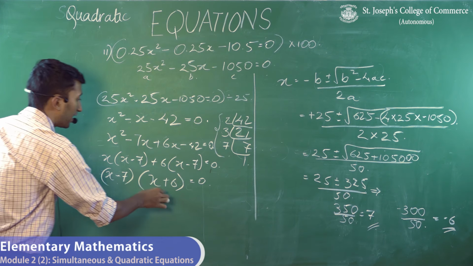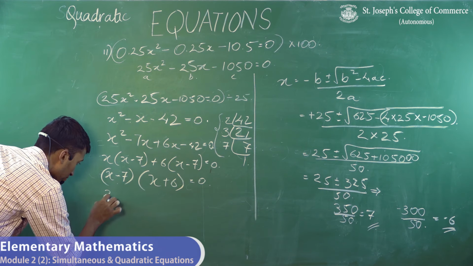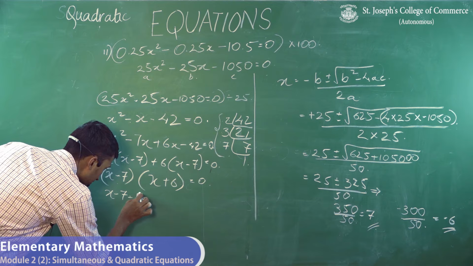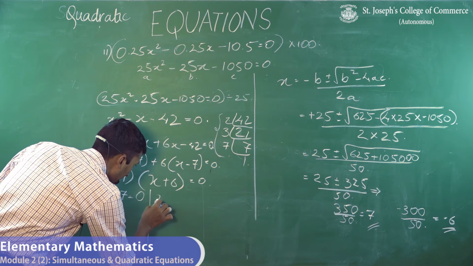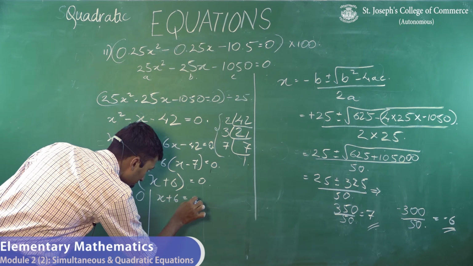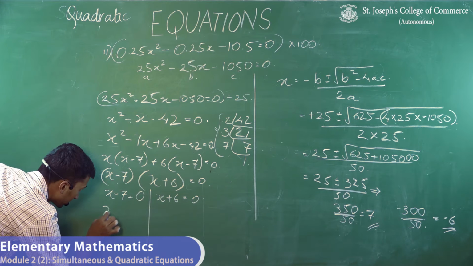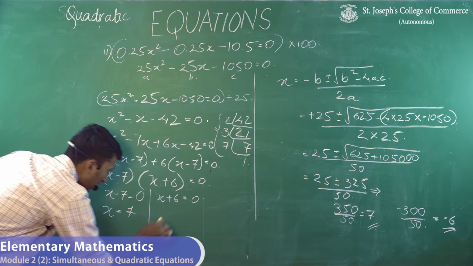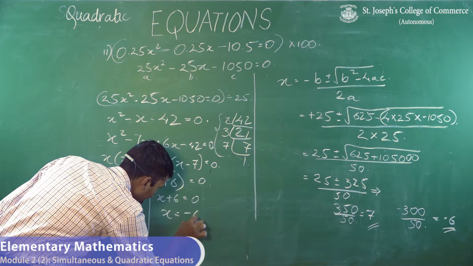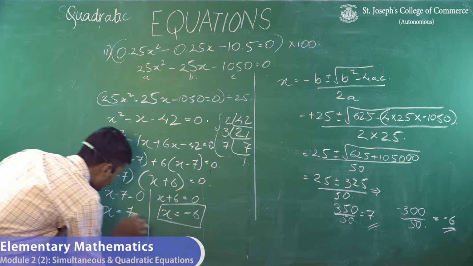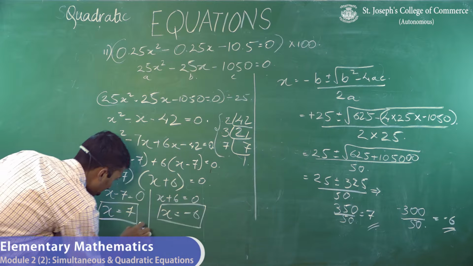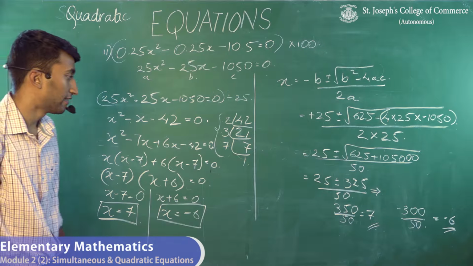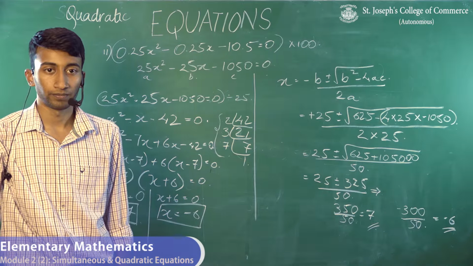So over here, either one of them should be equal to 0. So x minus 7 is equal to 0 or x plus 6 is equal to 0. I would get x is equal to 7 and x is equal to minus 6. So either way you solve it, you're going to get the same answer, that is 7 and minus 6.